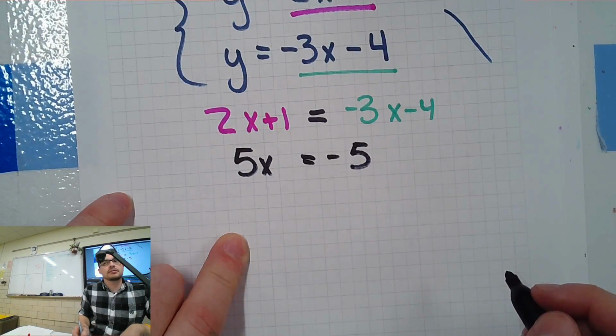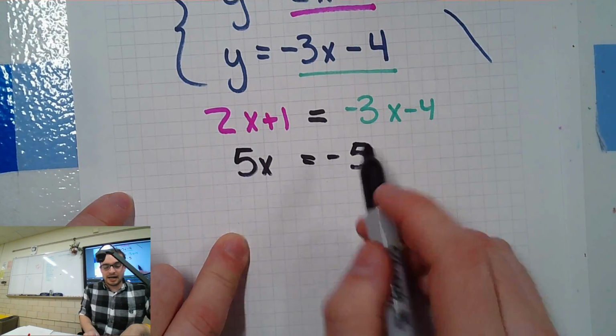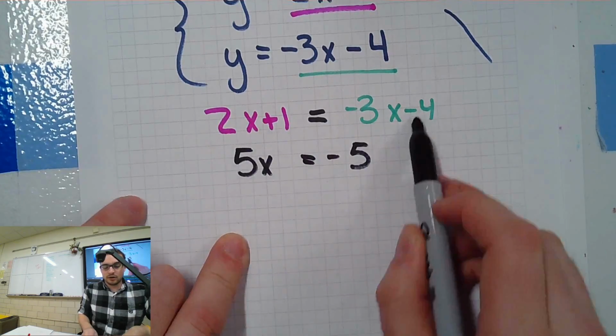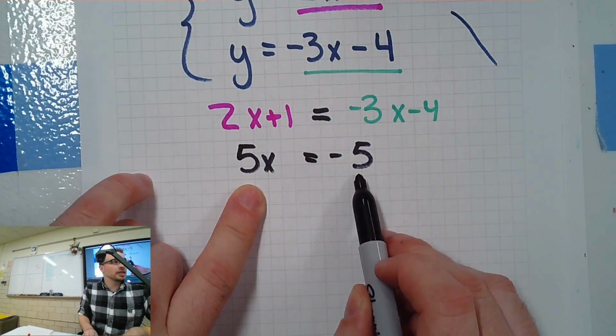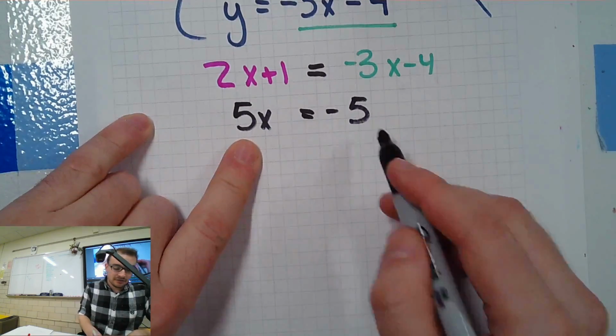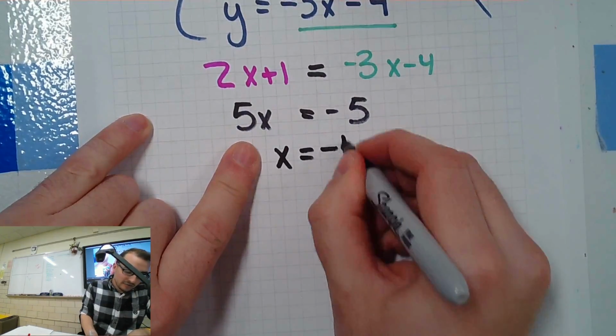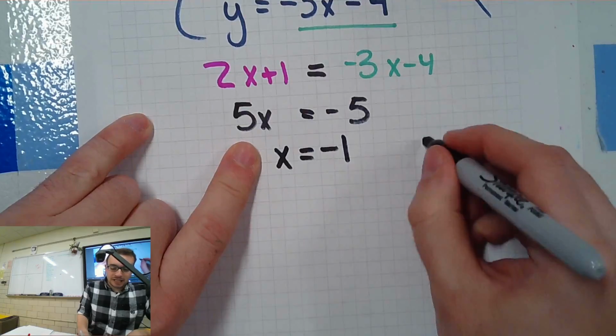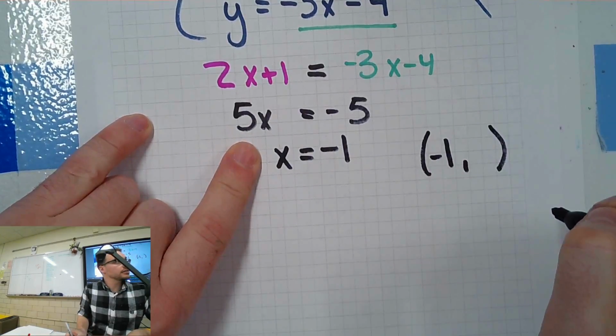Are you with me? I did a lot at once. I added the 3x over. I subtracted the 1 over. What do I do to separate the 5 from the x? Divide everything by 5, which is really easy. So they intersect at -1 for the x.